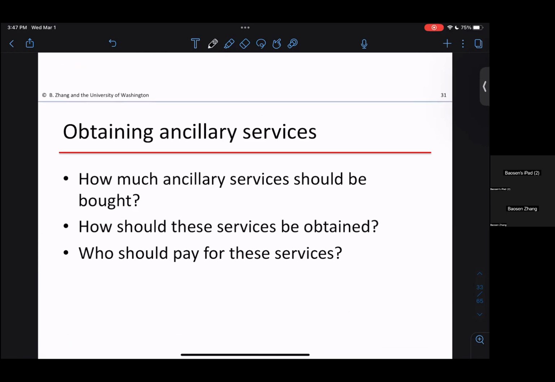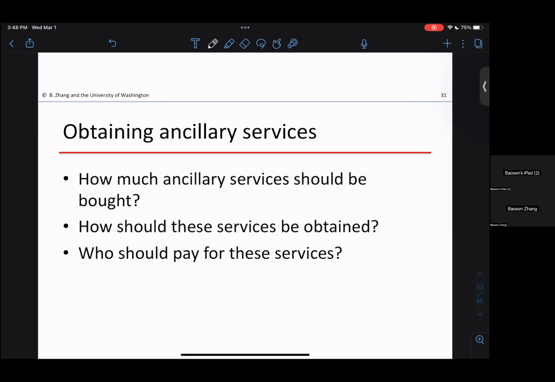So next we're going to start really looking at how much do you pay, right? So if you're a system operator, one is how much do you want for each of these services? How many black start generators do you want? How much spinning reserve do you want? How much frequency regulation do you want? How do you get them? Do you just assign it to different generators? Or do you have a market? And third is who pays for these?